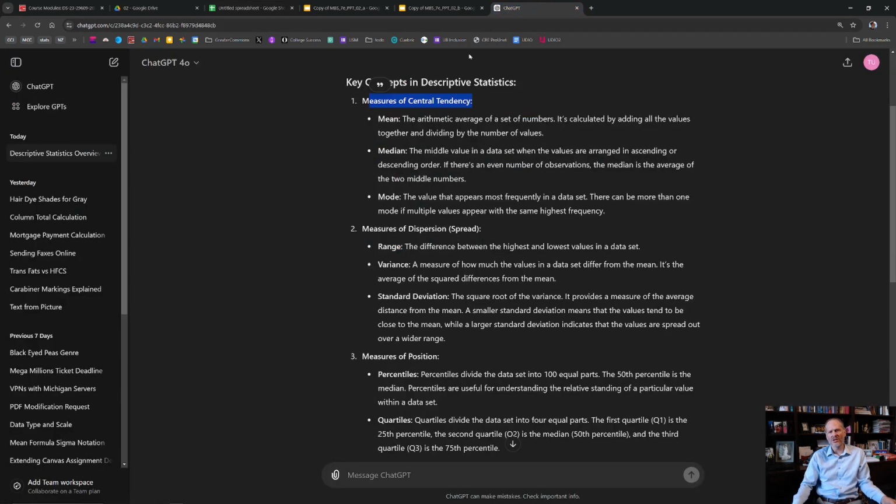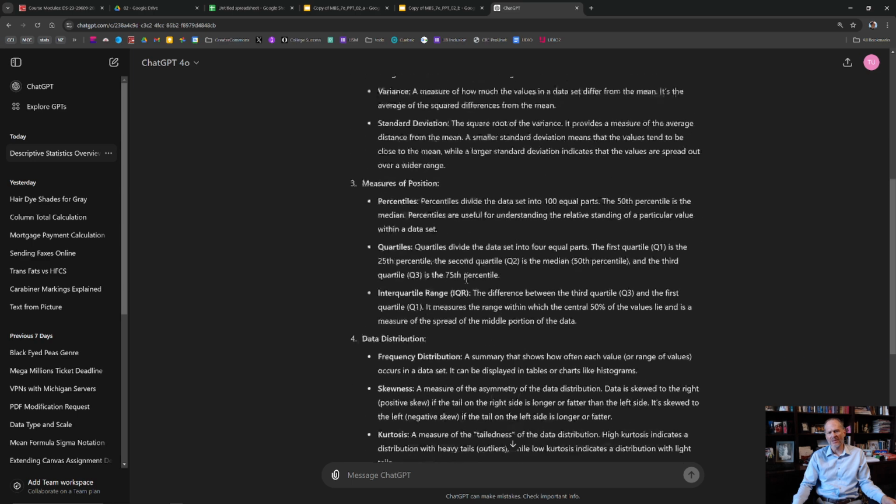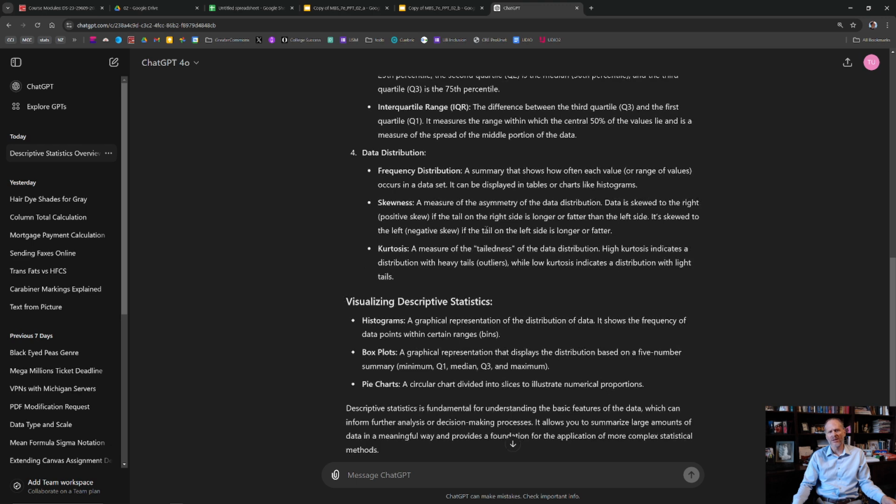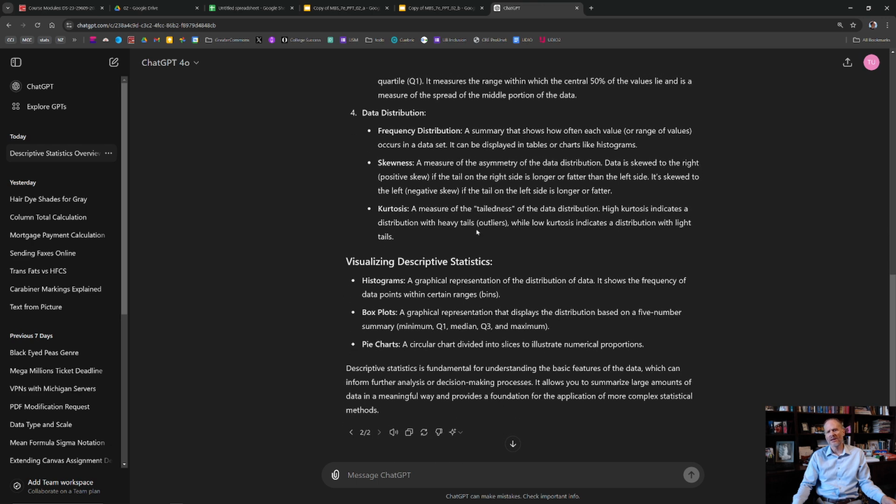There are other measures of central tendency that we'll get into: the median and the mode. You could read about those. Then there are the measures of dispersion or variance: the range, the variance, the standard deviation. We're going to learn about those. And then there are measures of position: percentiles, quartiles, interquartile range. And how the data is distributed: frequency, distribution, skewness. We're going to learn about those.